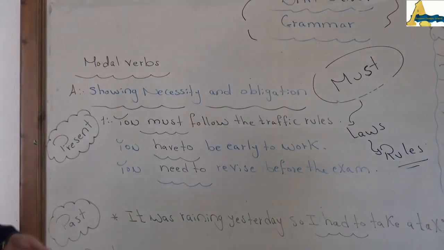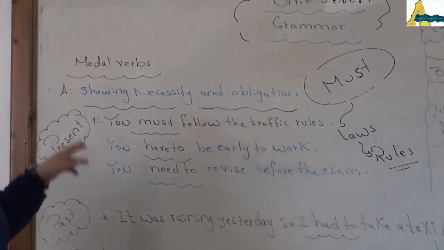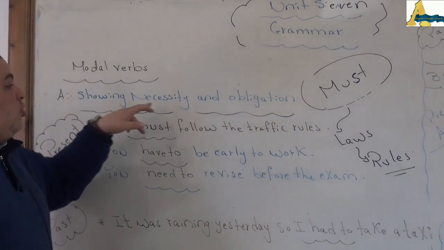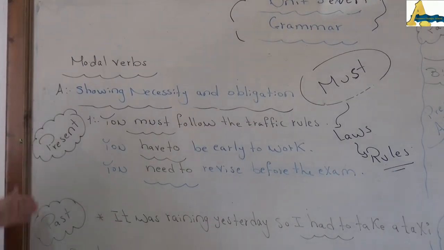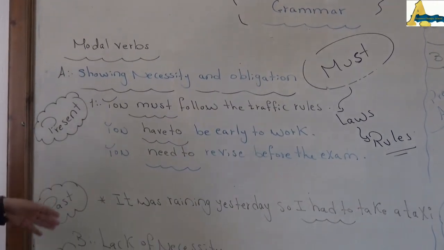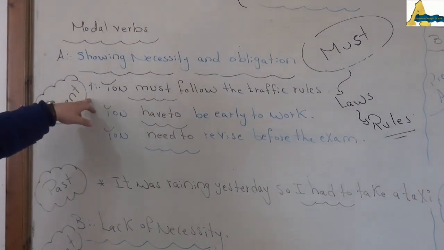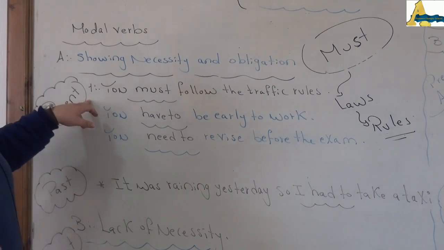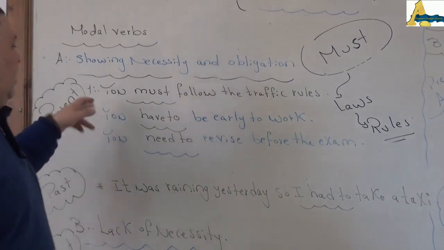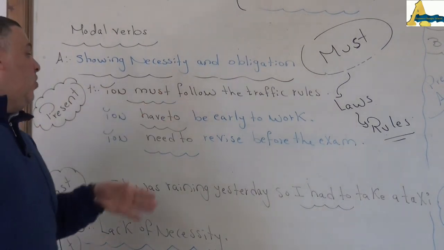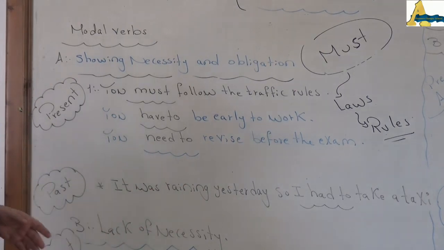For example, when I come to school here, I must wear the school uniform, or I have to wear the school uniform. Whenever I want to show necessity or obligation, I either show it in the present, in the past, or sometimes in the future. So when I say, for example, now in the present, you must follow the traffic rules, I mean this is a law that you must follow. Or you have to be early to work, or you need to revise before the exam.